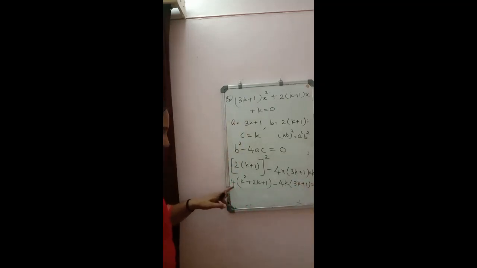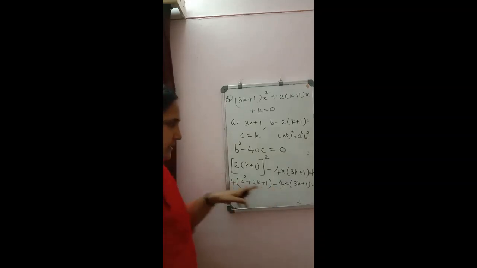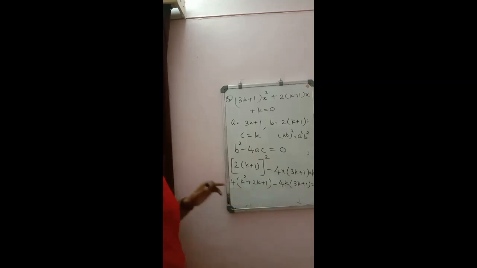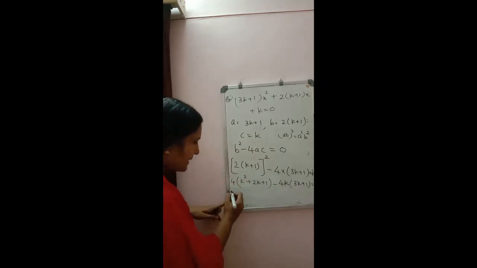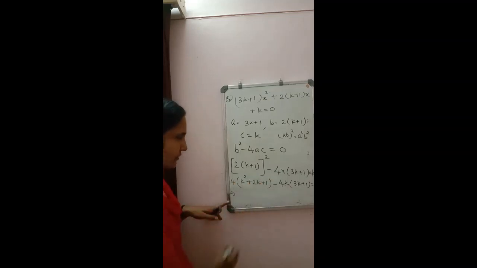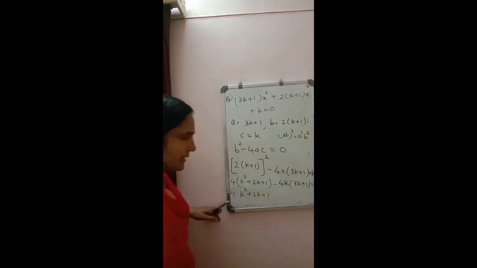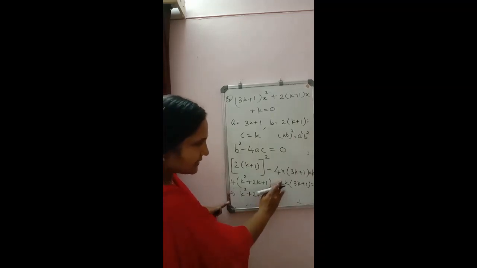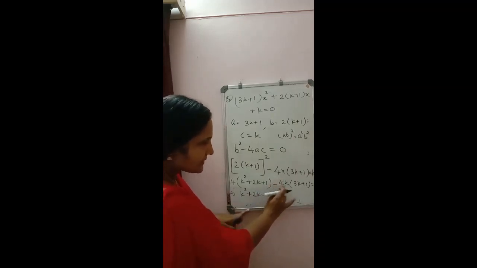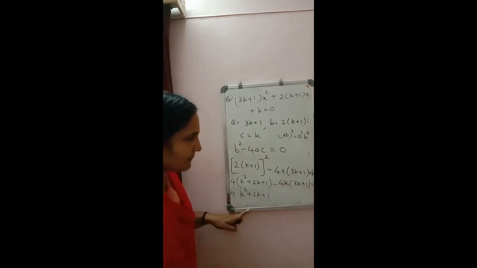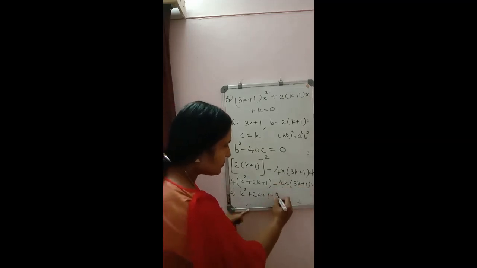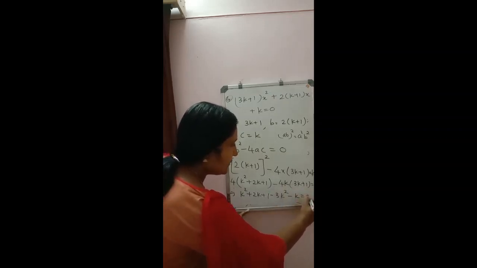Now here you can check in both the expressions 4 is there. So to make our calculation easy, we can cancel it by 4. If you don't want to cancel it, you can multiply it by 4. Cancelling the expression by 4, remaining here it will be equal to k square plus 2k plus 1. From here we cancelled this 4. Now minus k will be multiplied by 3k plus 1. Then it will be equal to minus 3k square minus k equal to 0.